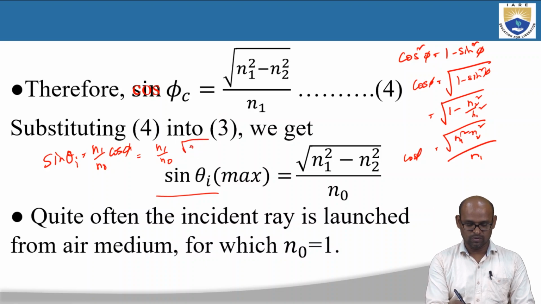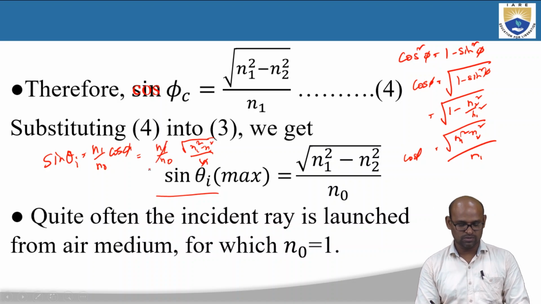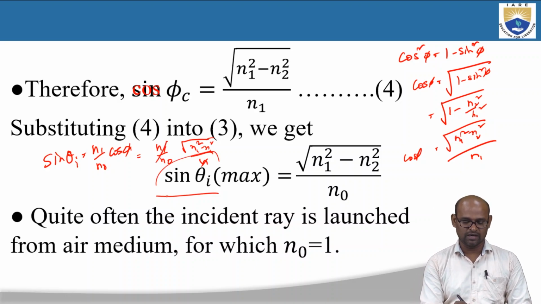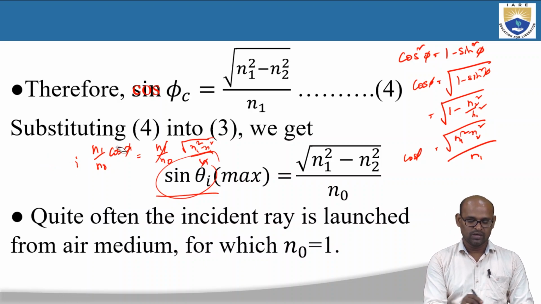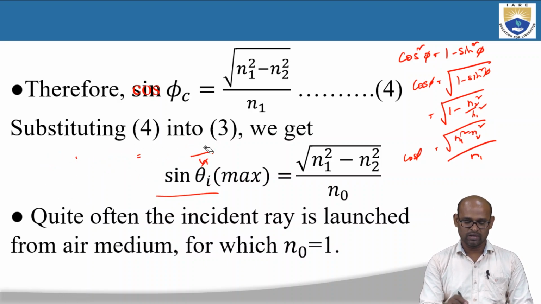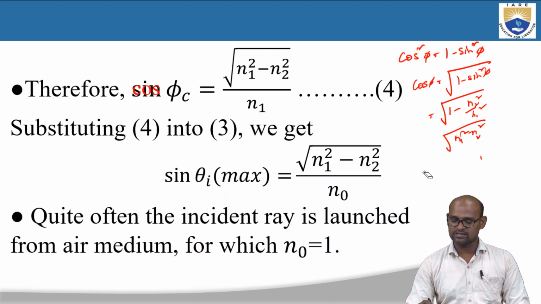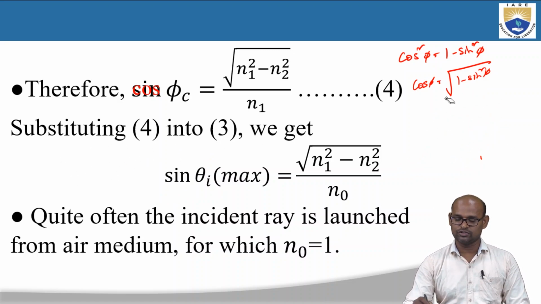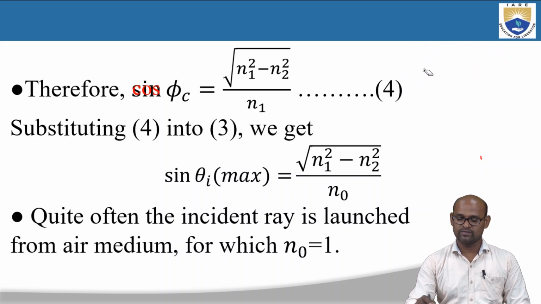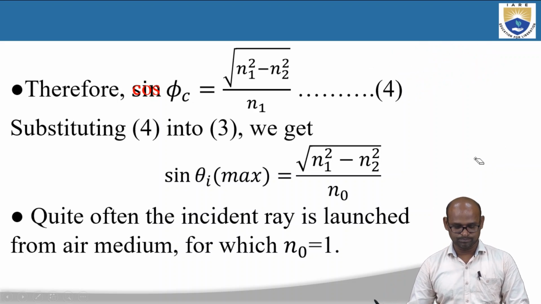Let me write it. n1 squared minus n2 squared by n1. So n1 cancels out, and I'll get square root of n1 squared minus n2 squared by n0. So sin theta, the angle of incidence, is square root of n1 squared minus n2 squared by n0, where n0 is the refractive index of the launching zone, and n1 and n2 are the refractive indexes of the core and cladding.